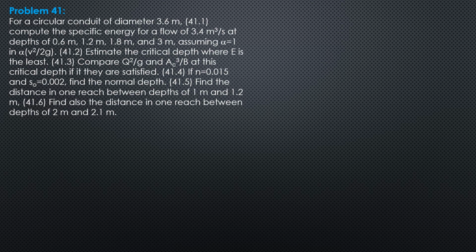Then if n is 0.015 and the slope of the bed is 0.002, find the normal depth. Normal depth is the depth corresponding to uniform flow. Then at this critical depth and at this normal depth, we make sure that they will not cross the range of depths where we find the distance between changes in depths, because that's the next question.